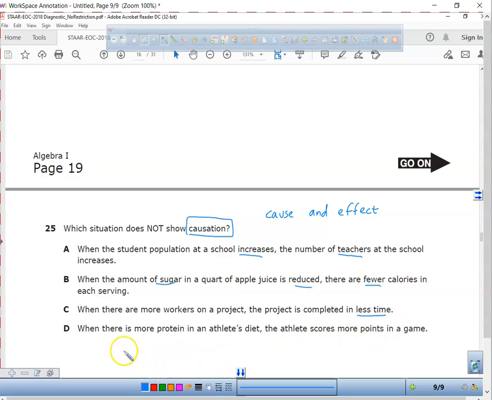All right? This is the one I don't believe shows causation. When there is more protein in an athlete's diet, it's always going to equate for more points in a game. That does not show causation. All of these are considered to be reasonable. This one, more protein, does not mean more points. I'm going to put does not equal. That's a not equal to sign.